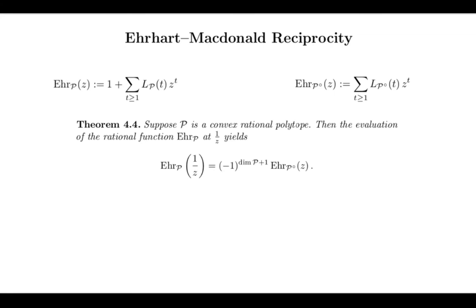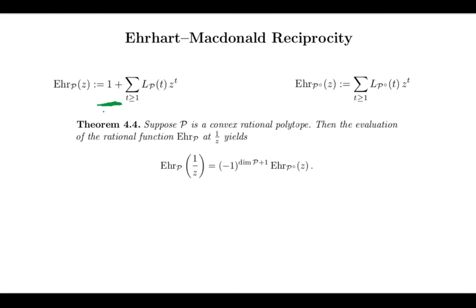There's quite a quick translation of Stanley reciprocity into a reciprocity theorem for Ehrhart series. Let me remind you that for a lattice polytope or a rational polytope, we define the Ehrhart series as the generating function of the Ehrhart polynomial or quasi-polynomial, where we appended this generating function with the constant term 1, and in chapter 3 we sort of explained where this comes from.